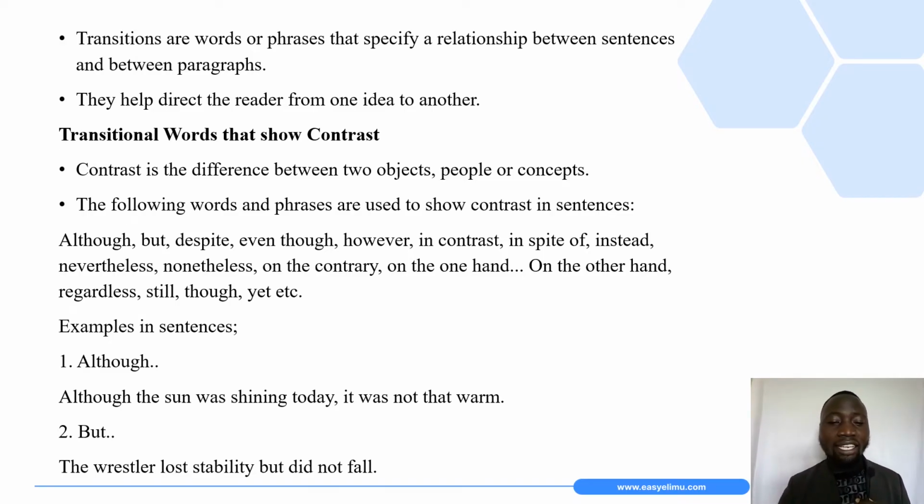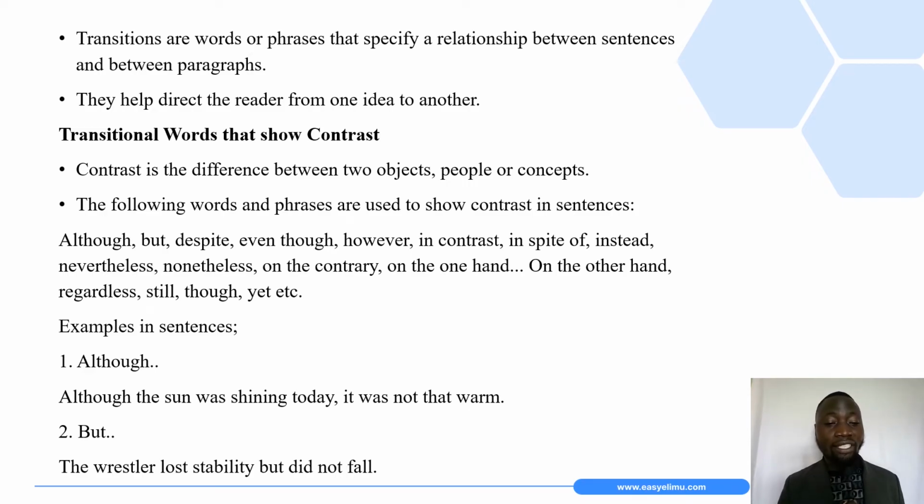So the contrast comes in the sense that we expect some warmth because there was a sun. It was a shiny day. But now the difference comes in where we are not feeling that warm, despite the presence of the sun.